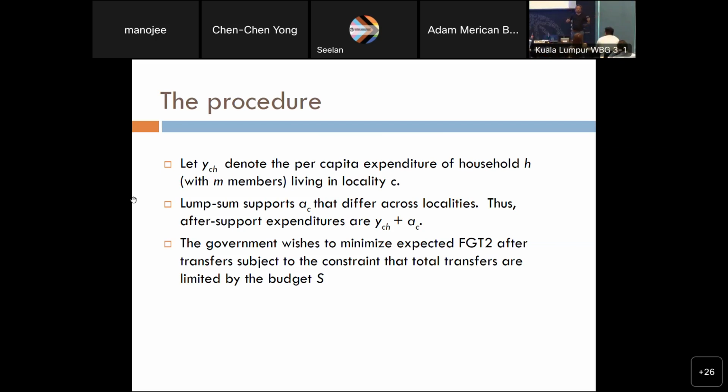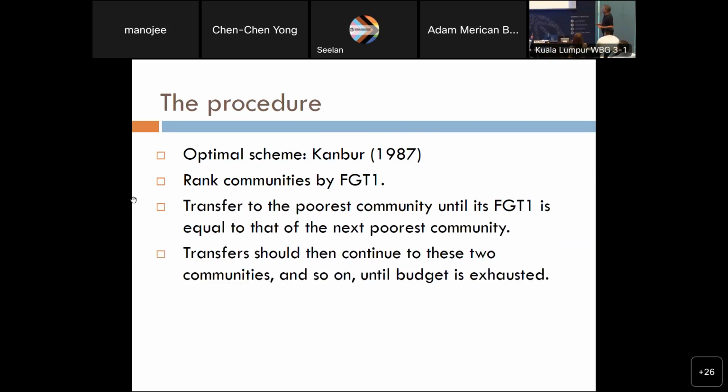If we use state level poverty data, the amount of transfer may vary across states. If we have municipality level data, that transfer AC is going to take on a different value for different municipalities. Now the optimal transfer scheme has been worked out in a paper by Ravi Kanbur, 1987, an economist from Cornell, upstate New York. One of us is moving to upstate New York.